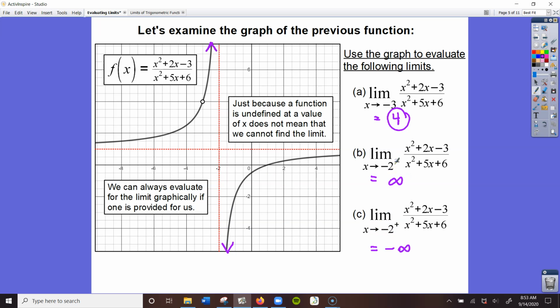Now remember, these are one-sided limits, so my answer could very well be infinity or negative infinity. However, if this was a general limit, meaning just the limit as x is approaching negative 2, then that limit would still not exist because of that vertical asymptote.